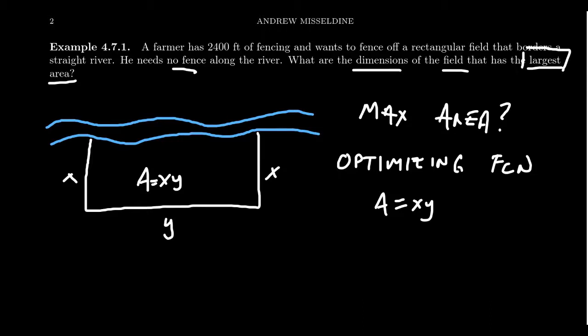Well, that's where this 2,400 feet comes into play right here. This 2,400 feet of fencing is our constraint. Every optimization problem has a constraint. We don't just have infinite resources. Because if the farmer had an infinite amount of fencing, he could make a field that's infinite in size. But the fact that our farmer is stuck with the 2,400 feet, that constraint helps us in this situation. So what does that mean? So what we have is that the perimeter of this rectangle is going to be the 2,400 feet.